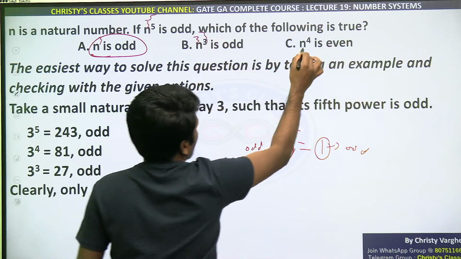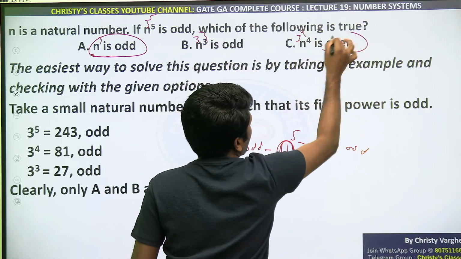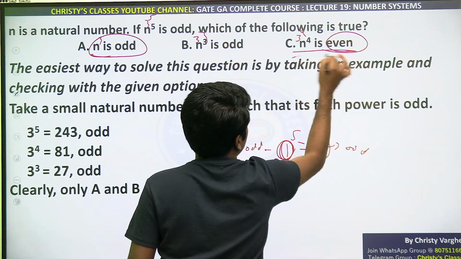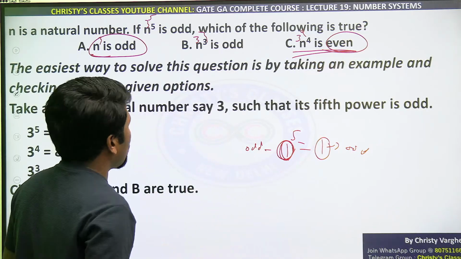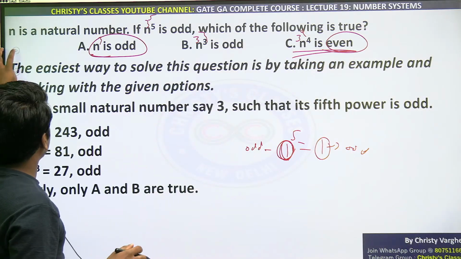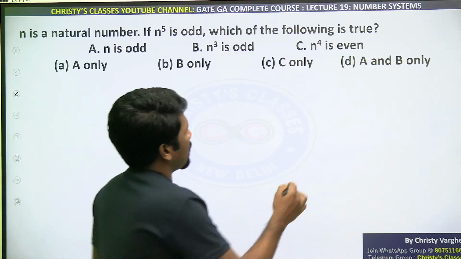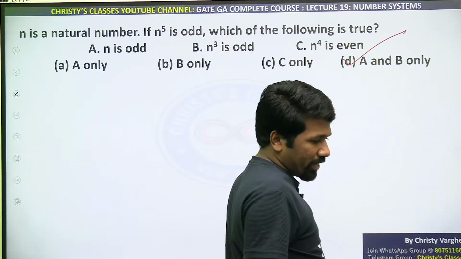3 cube odd number है. 3 raised to 4 भी odd number है, even number नहीं है. But this is written 3 raised to 4 is even number. That is why A and B is correct, but C is not correct. That is the correct answer. A and B only is correct answer.